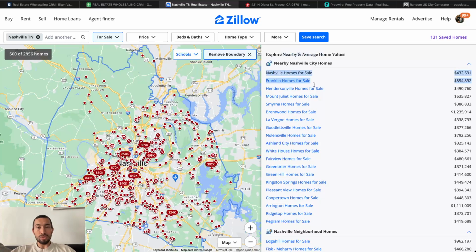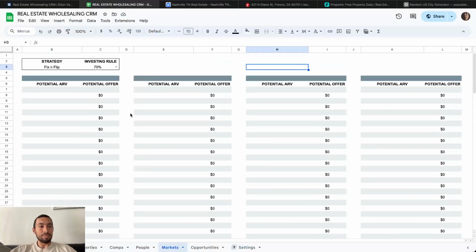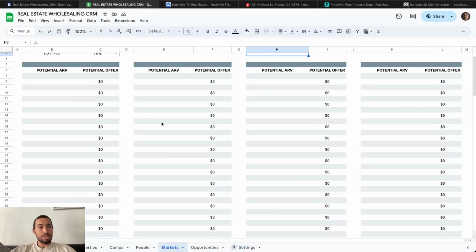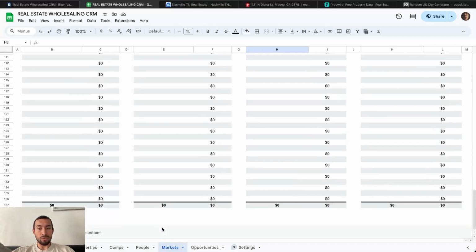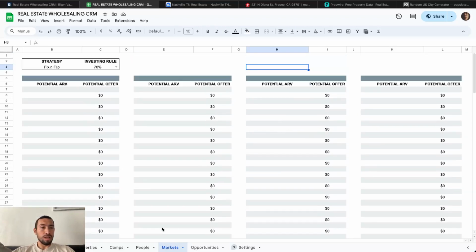So what you're going to be doing is copying and pasting all of this data, and I've actually designed a CRM, a little tool to help you get updated on these markets. Part of this real estate wholesaling CRM or real estate investing CRM, whatever you want to call it, is called the markets area, where you can keep track of 12 markets. If you want to add more, you can definitely add more.